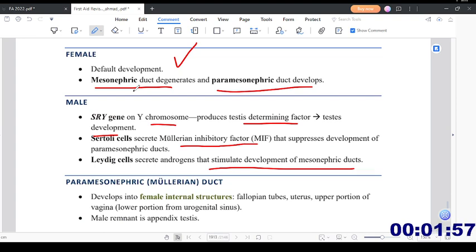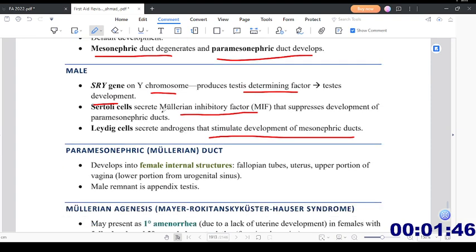In the females, opposite things are happening. So for the female, the mesonephric duct will degenerate and the paramesonephric duct will develop. While for the males, the Mullerian inhibitory factor will cause the suppression of development of paramesonephric ducts, and Leydig cells will secrete the androgen that stimulates the development of the mesonephric duct.